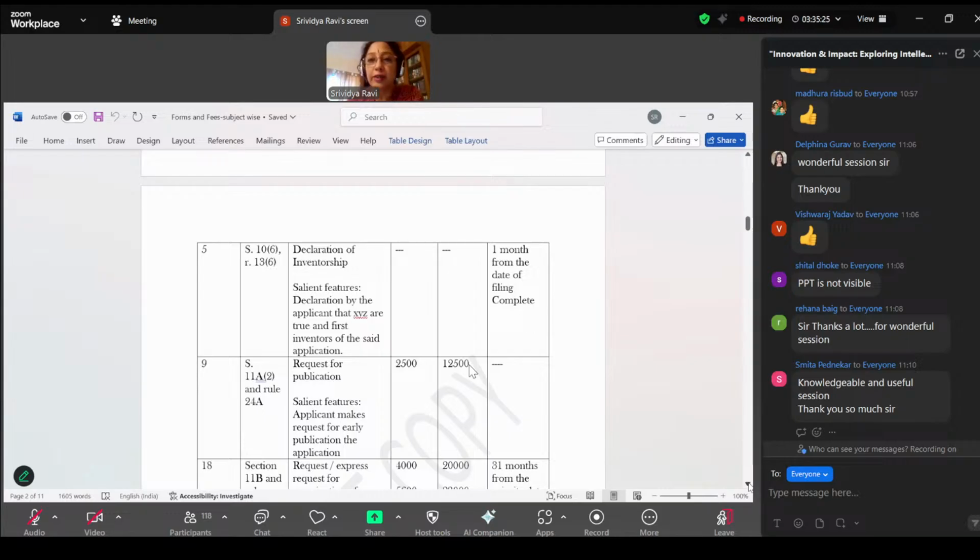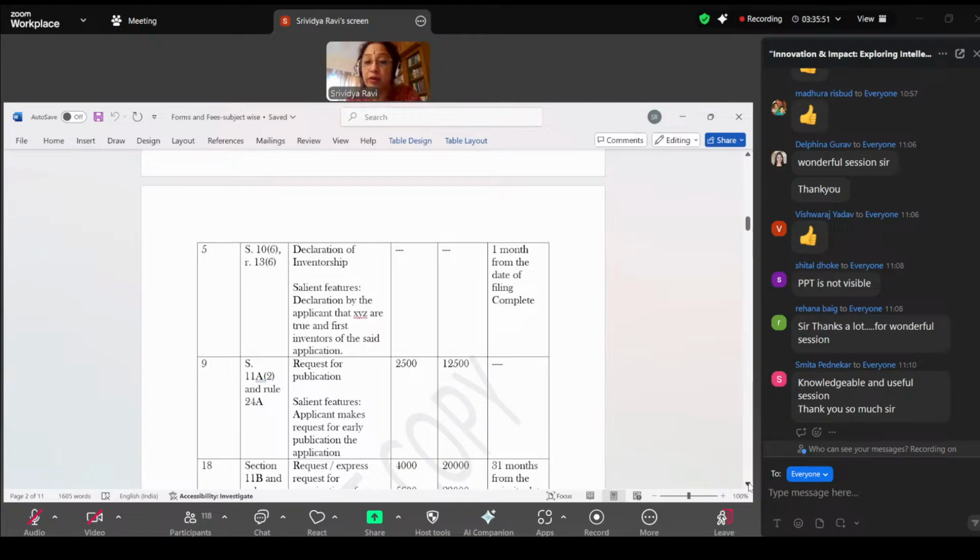I know that you put the inventors' names in Form 1, but here it is a declaration. You declare that you are the true and first inventors of this particular invention. Again, you have to file it within 1 month of the patent application, and there is no fee for this particular form.